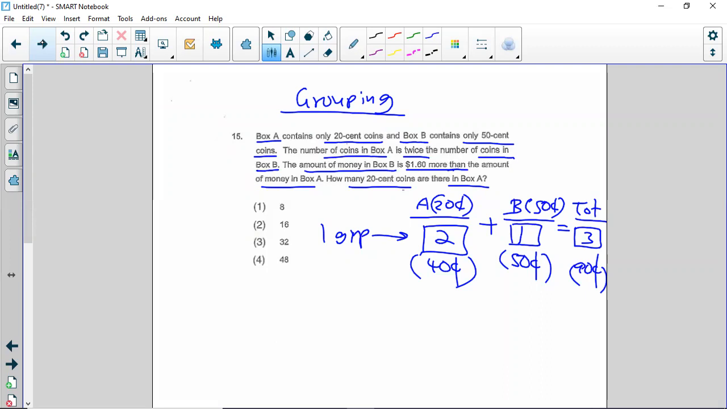The process of this method is to, first of all, make one group. Then go and find how many groups inside here. So how do you find how many groups? You must understand what this is. This is how much more.